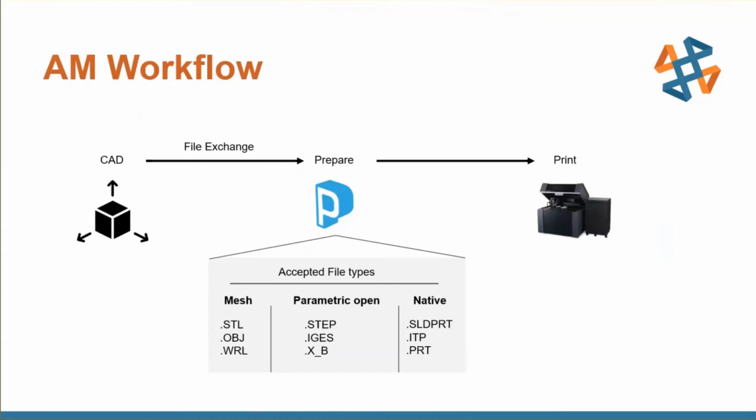That's our slicer. And GrabCAD Print accepts a range of files from mesh type formats like STL, OBJ, VRML. There's parametric files like STEP and IGES and Parasolid, and even native formats like a SolidWorks file or an Inventor file or a Creo file. All of these things are imported into our slicing software and then queued up and sent to the printer.